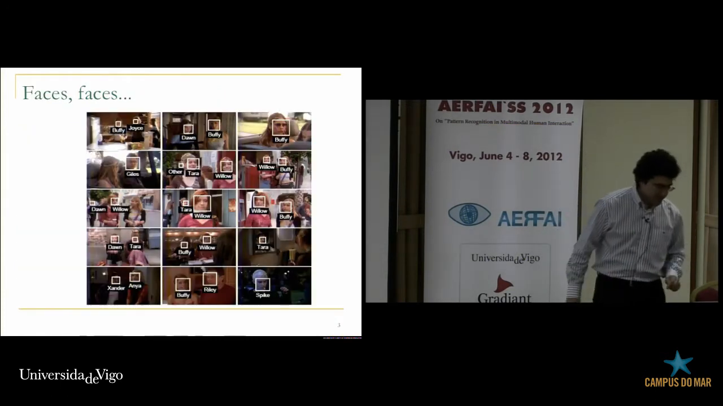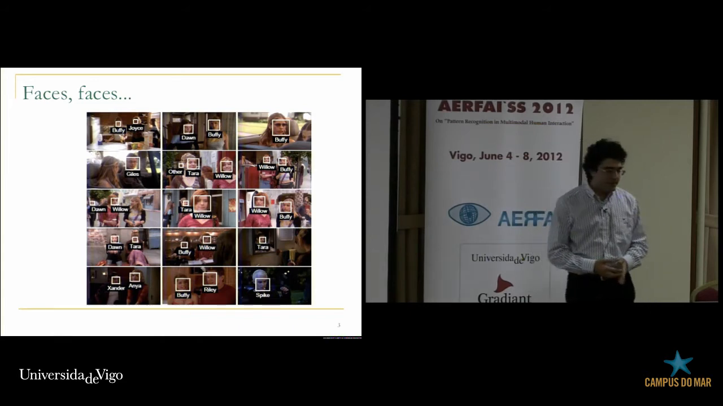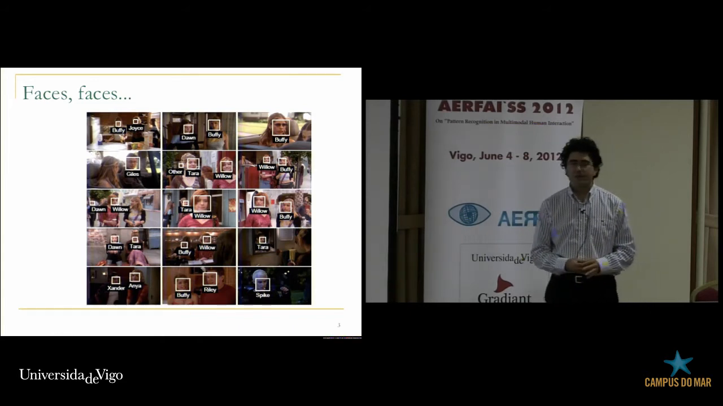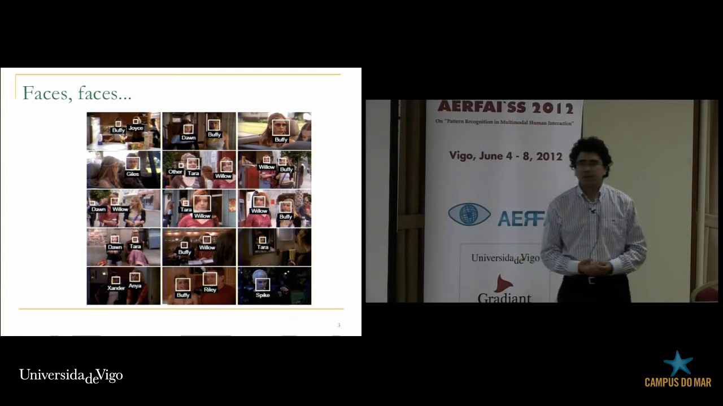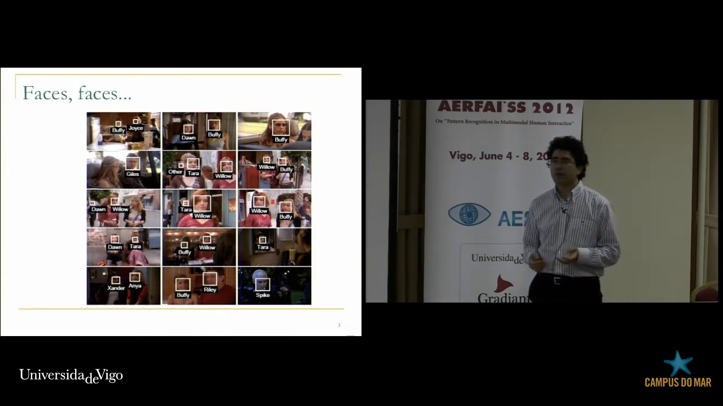Okay. Now, in pattern recognition, faces should be considered as special objects, right? Because faces are very informative, but they have also some properties that separate them from other objects.